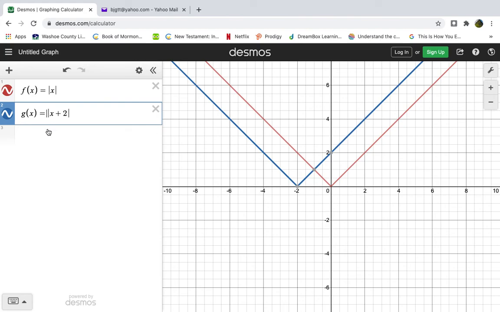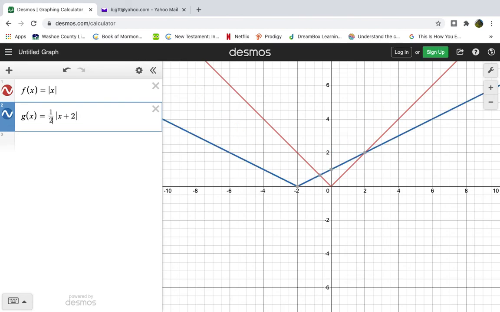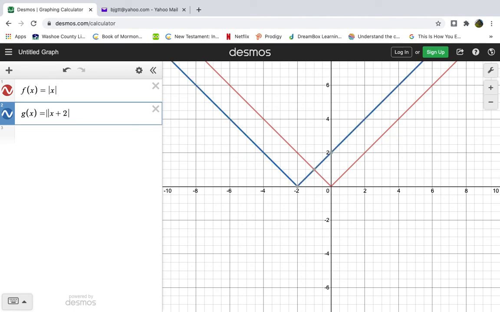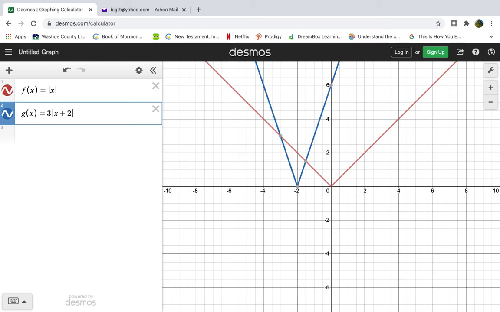Okay, and then what if we multiply this by a half? See how it widens it out, because our slope is now 1 over 2 instead of just 1. Or if we were to make the slope steeper, like a 3, it brings in the two ends and we get a steeper slope. And that's really all you need to know for transformations, and that it applies to absolute value functions, but it actually applies to other functions as well.